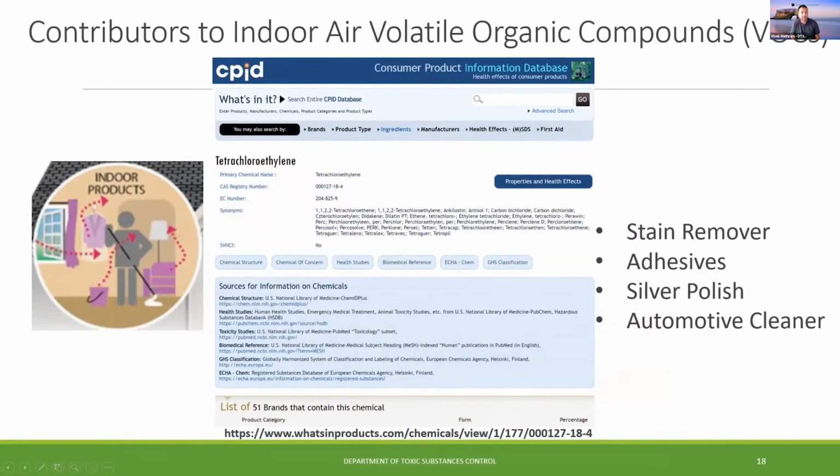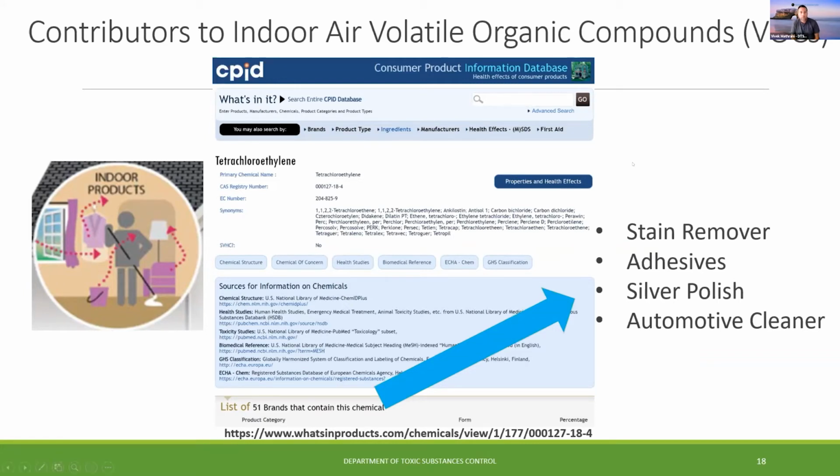So that said, I just want to call your attention to the Consumer Product Information Database, which is publicly available, and the website is shown below. These are potential contributors to indoor air volatile organic compounds, among which PCE is one of them. So you can look up tetrachloroethylene in the database and find that it lists 51 brands that contain PCE. And those consumer products include stain remover, adhesives, silver polish, and automotive cleaners.